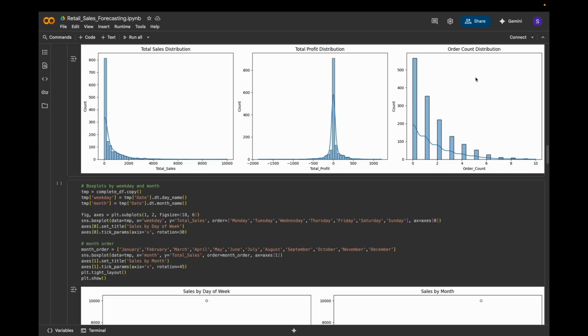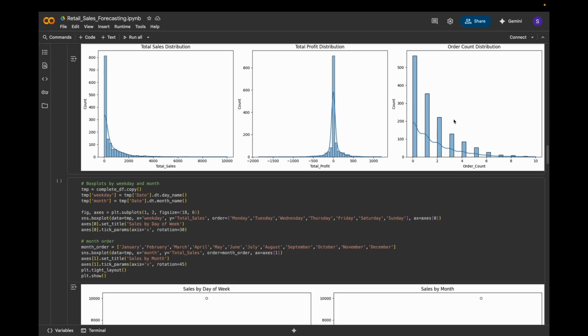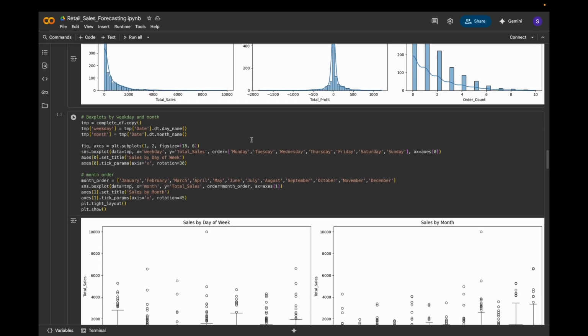Then we have the order count distribution over here. So most days have a low number of orders, as seen over here, with the count dropping off quickly as the number increases. And this distribution is right skewed, basically showing that high order days are rare. Next I move on to box plots by weekdays and month.